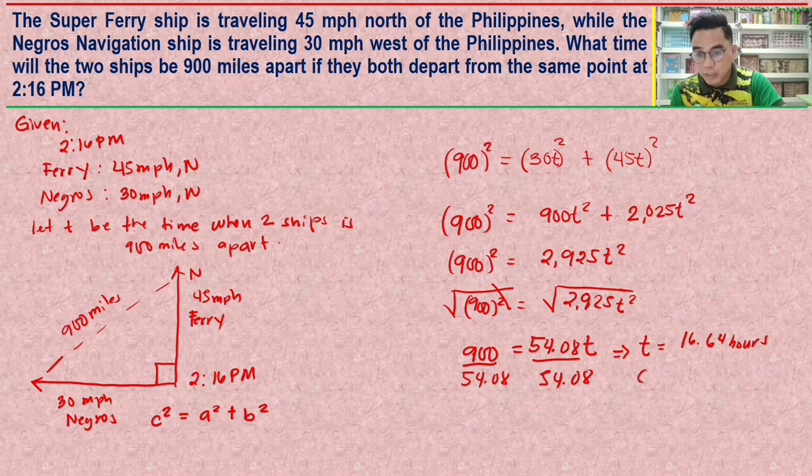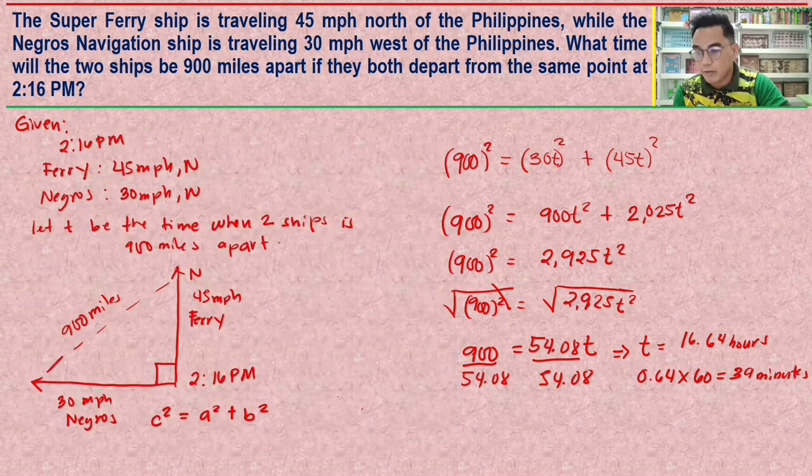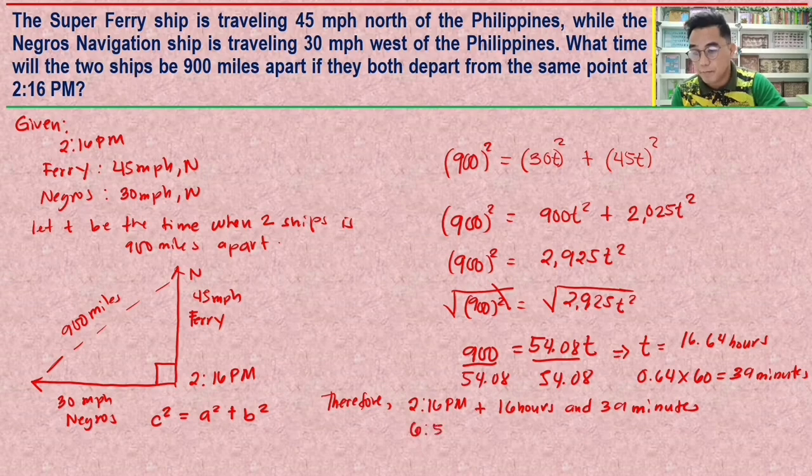By simply multiplying 0.64 by 60 minutes, we have 39 minutes. Round up the ones value so that we have now 39 minutes. Therefore, if they started leaving the same point at 2:16 p.m., we're going to add it to the 16 hours and 39 minutes. We can have this time, 6:55 a.m.